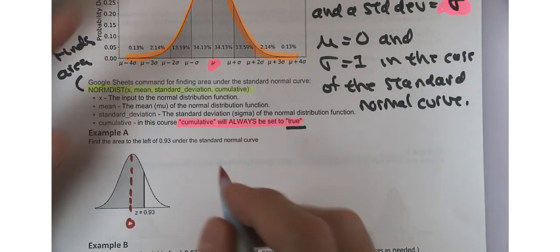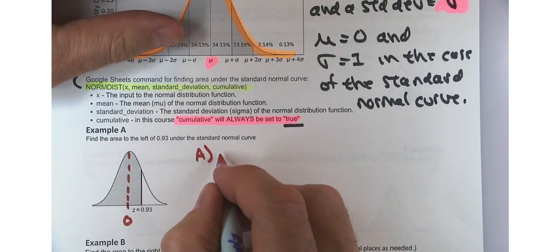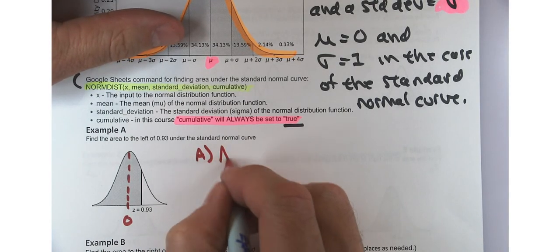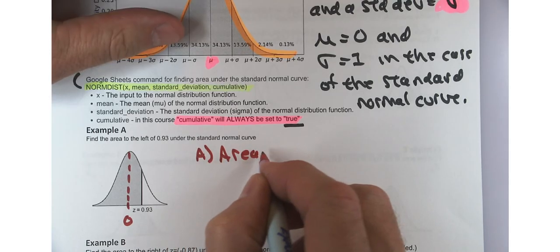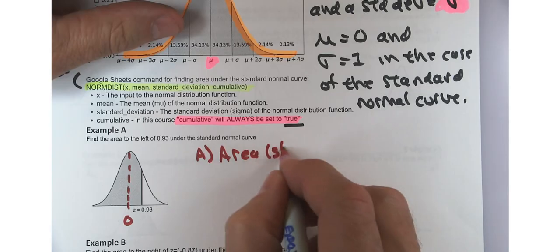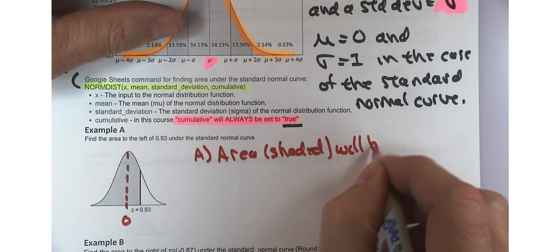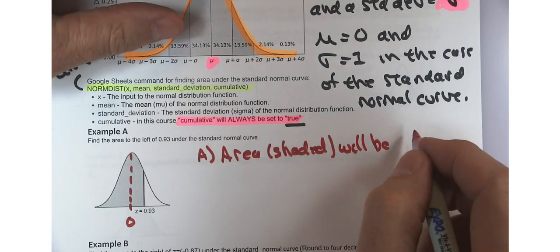And what I'd like you to think about for a second is this. Which one of these statements is going to be true? And don't shut out the answer till you think about it. The area, now I'm talking about the shaded area, will be less than 0.5.